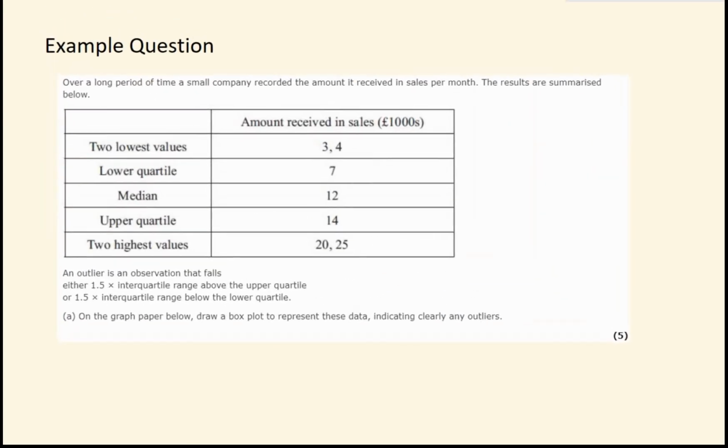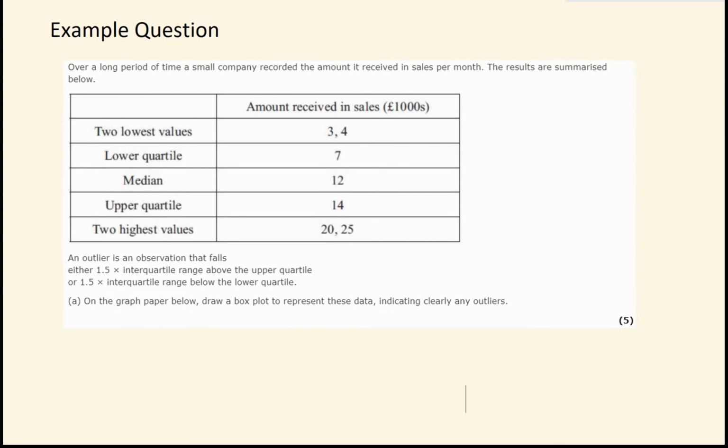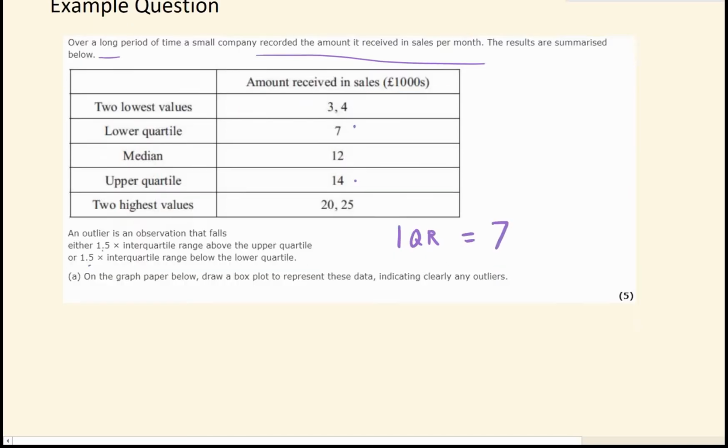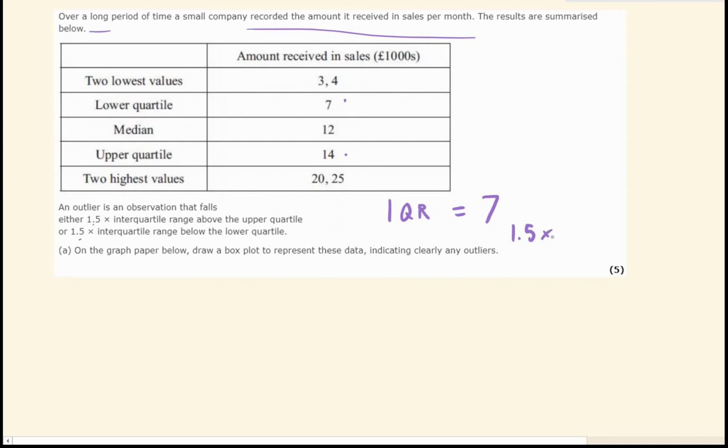So, a quick example question. Here we've got a company. We've done some summaries for how much they got from sales, and we are asked to work out what the outliers are. Any outlier is either 1.5 interquartile ranges above or below the respective upper and lower quartiles. So the interquartile range here is the upper quartile minus the lower quartile, which is 7. We can then do 1.5 times the interquartile range, which gives us 10.5. And that's the value we're looking for.